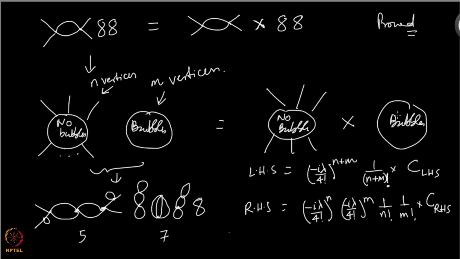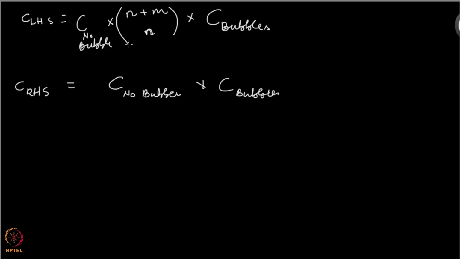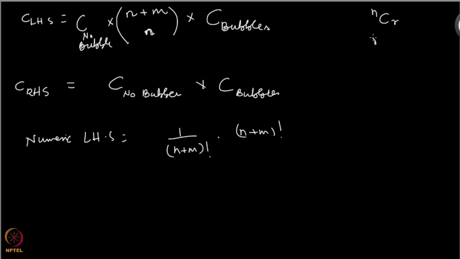So let's multiply with 1 over (n plus m) factorial on this one. Now this is not just C, but it is a numeric factor now. So the numeric factor on the left hand side is 1 over (n plus m) factorial times, I am writing this expression, this is (n plus m) factorial. So this is basically nCr, which is n factorial divided by r factorial times (n minus r) factorial. So it's (n plus m) factorial over n factorial times (n plus m minus n), which is m, factorial.